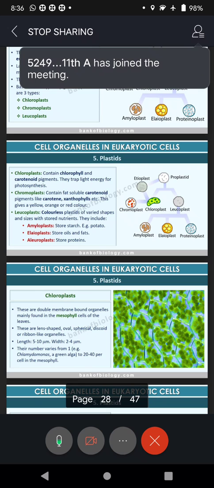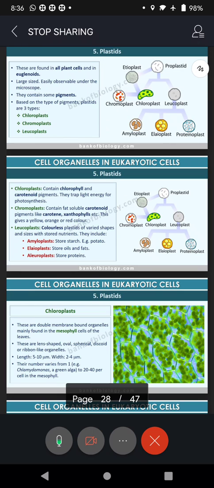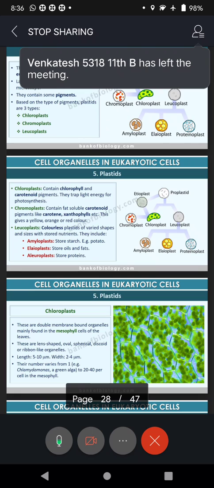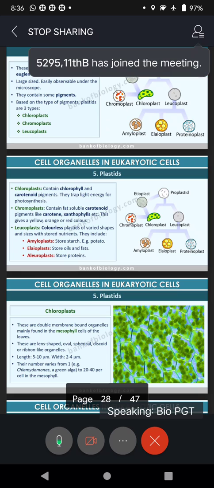So the plastids basically, as I said, are food factories, the kitchens of the cell. And based on the pigment that is present in plastids, a coloring substance, pigment means coloring substance, plastids are of 3 types. Chloroplasts, with which all of us are familiar, green in color. And they are green in color because of the presence of a green colored pigment called chlorophyll, right?